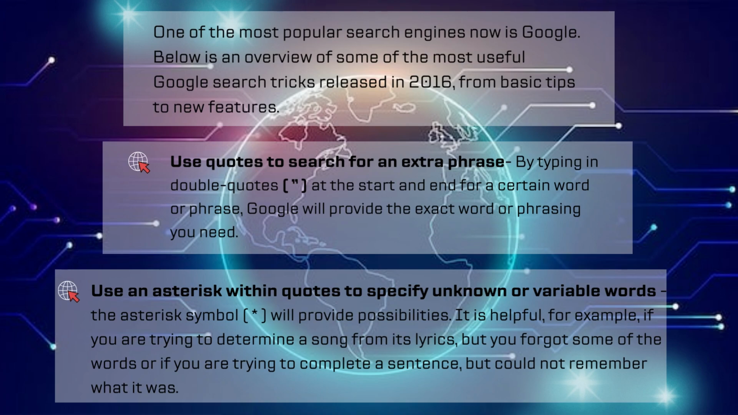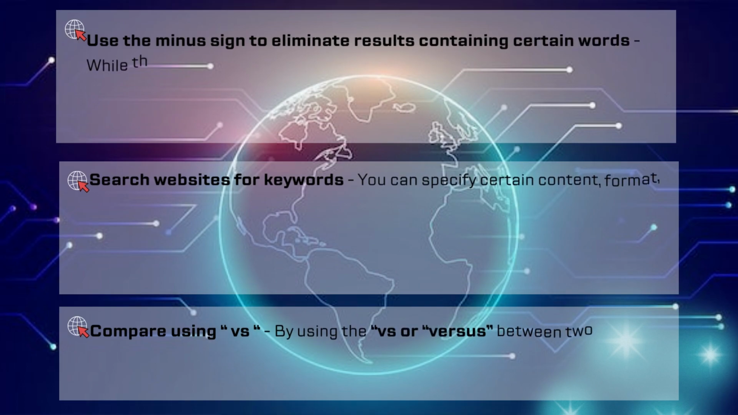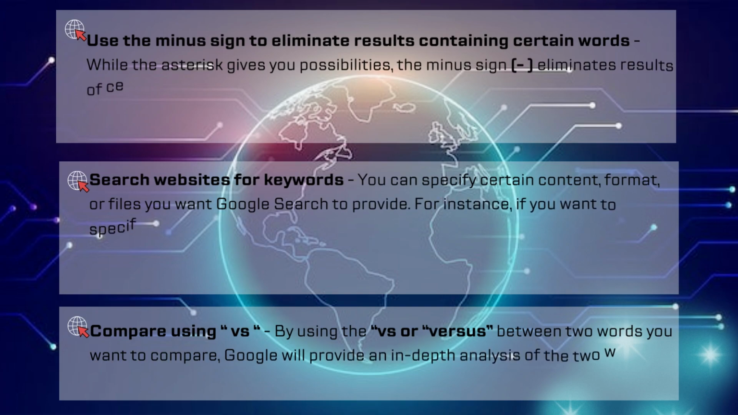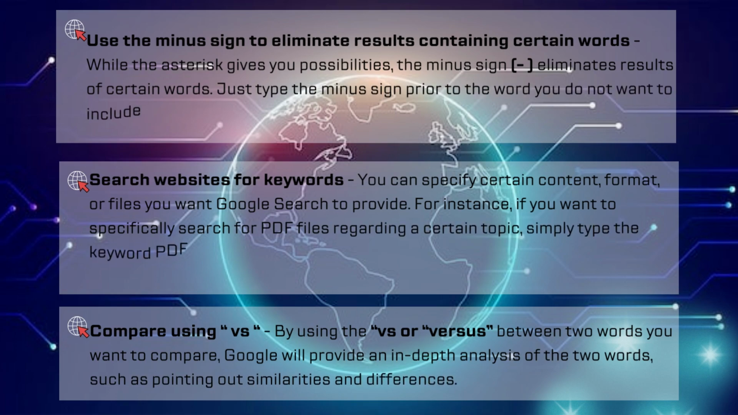It is helpful, for example, if you are trying to determine a song from its lyrics, but you forgot some of the words. Or if you are trying to complete a sentence but could not remember what it was. Usually, when we want to search for something that we are not sure of, we use the asterisk. Use the minus sign to eliminate results containing certain words. While the asterisk gives you possibilities, the minus sign eliminates results of certain words. Just type the minus sign prior to the word you do not want to include in the search.